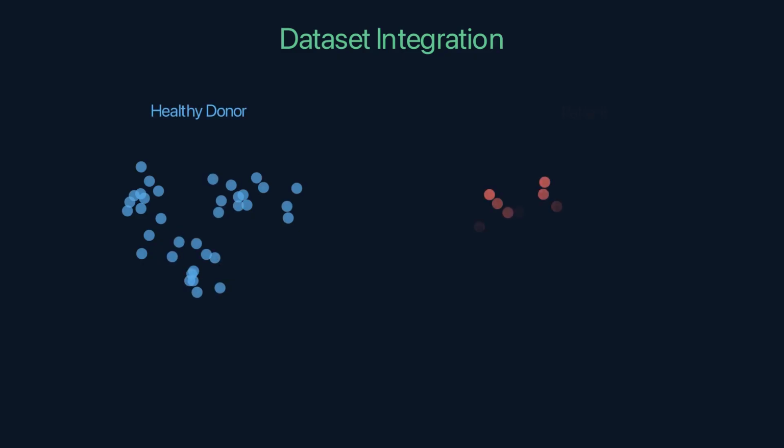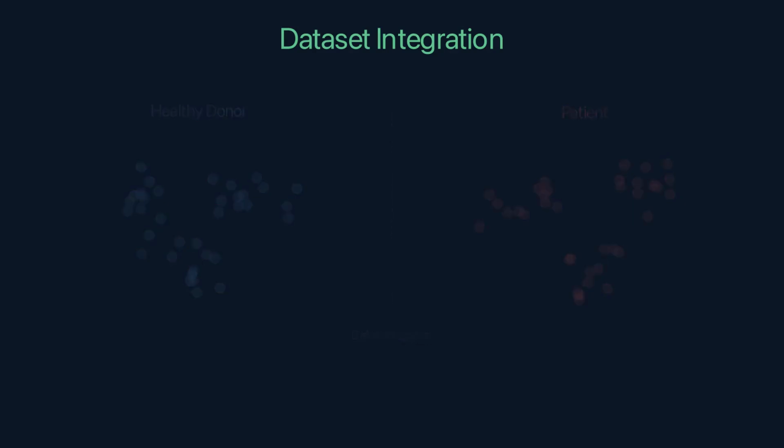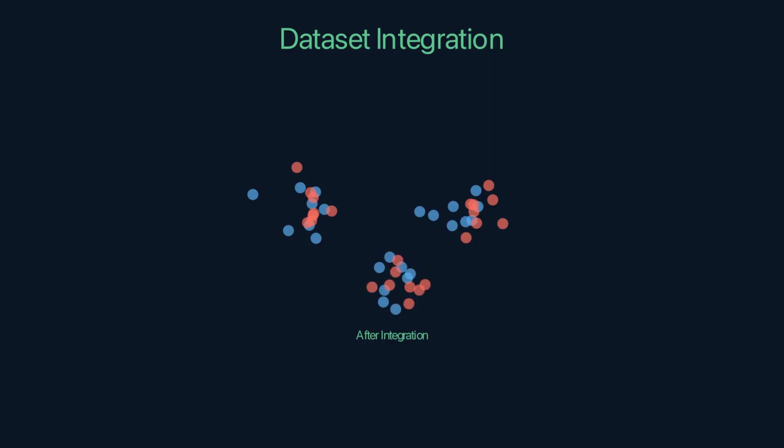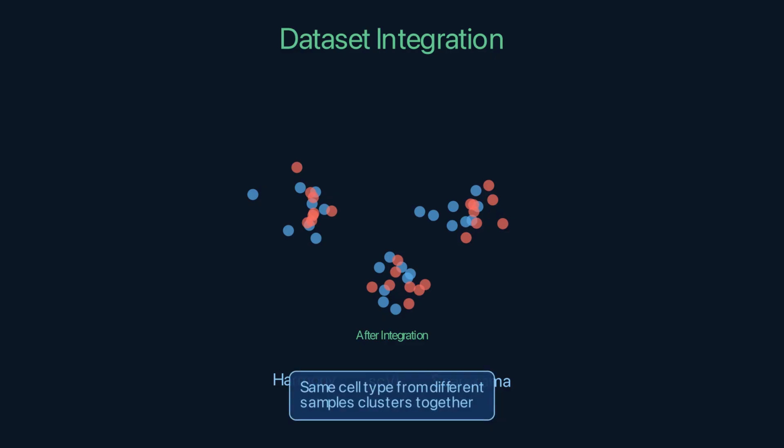You have 2 tissue samples, a healthy donor and a patient. Each went through the pipeline separately. Now you want to compare them on the same map. But the 2 samples were processed on different days. Batch effects make the same cell type look different. Integration methods like Harmony, scVI, and scANVI align the 2 datasets so that the same cell type from different samples clusters together, while real biological differences are preserved. After integration, you can ask, which cell types are more abundant in the patient versus the healthy donor?